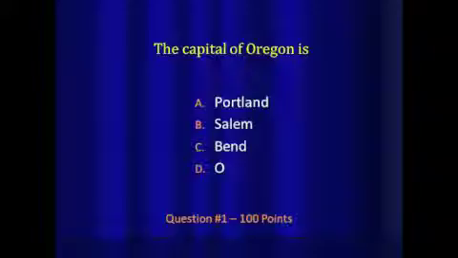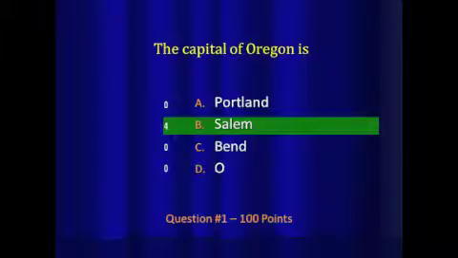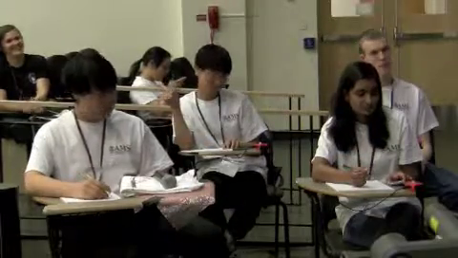Here we go. The capital of Oregon is Portland, Salem, Bend, or Eugene? And the correct answer is, very good, Salem. Thanks for all that. All right. Question two, for 200 points.